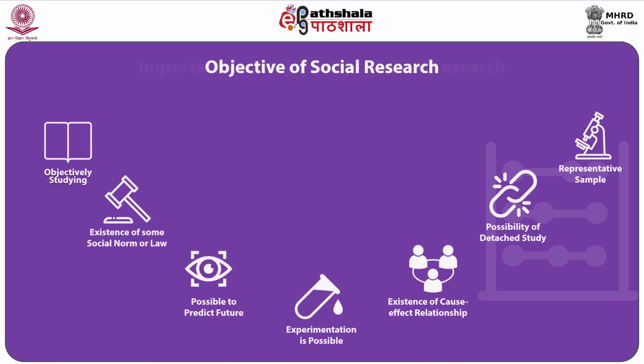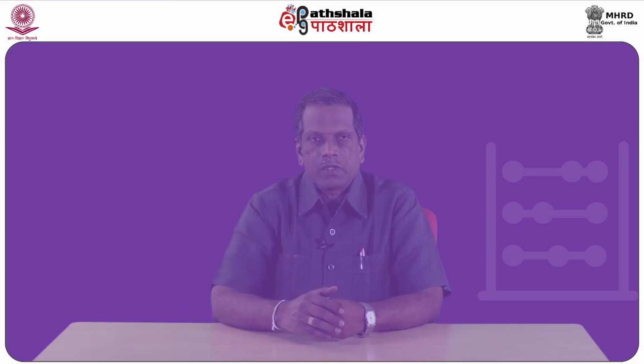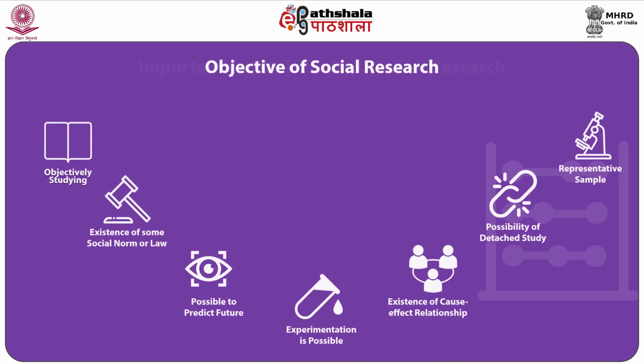Another objective of social research is the possibility of detailed study. It is presumed that the social researcher has no preconceptions about the subject matter under study and thereby carries out the research with neutrality and in an unbiased manner. Experimentation is possible, another objective. Social research in the recent past assumed that the application of experimentation is possible, like in the case of natural sciences.